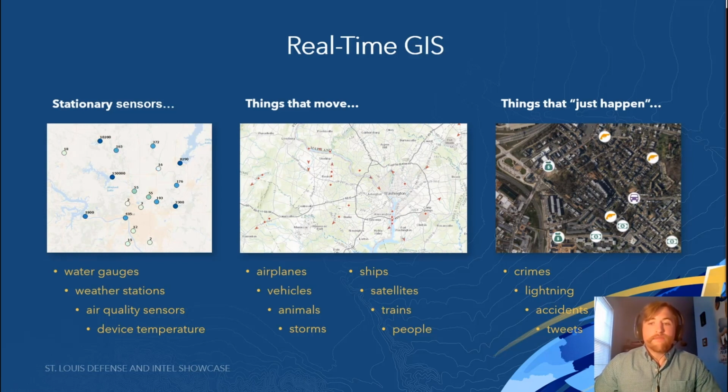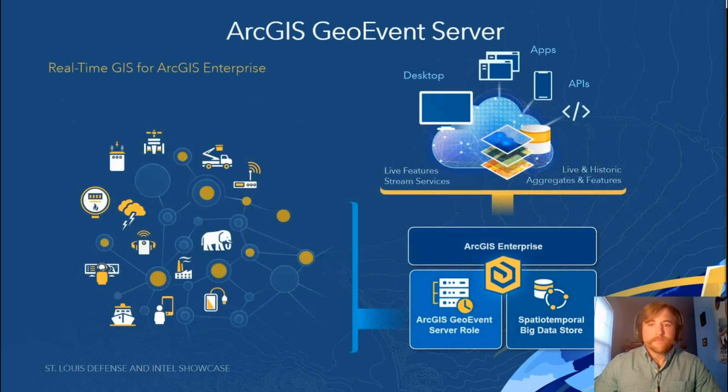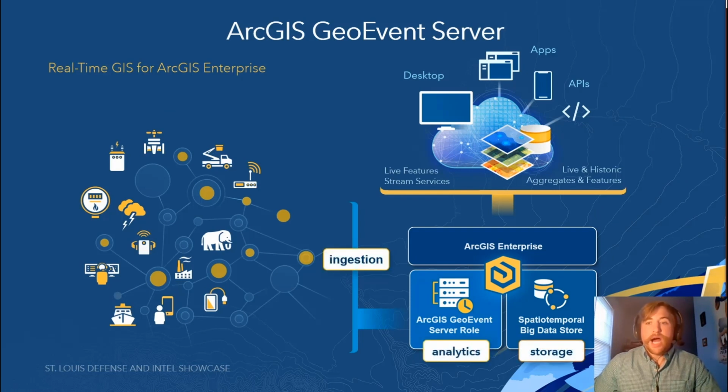Inside of the ArcGIS platform, we have two ways of handling real-time GIS. I'm going to show you one of these options, Geoevent Server. Geoevent is the enterprise real-time GIS ingestion and analysis platform. It ingests high volume and high velocity data streams. It provides streaming analytics to process and analyze your real-time data.